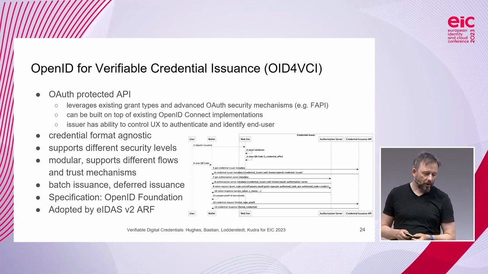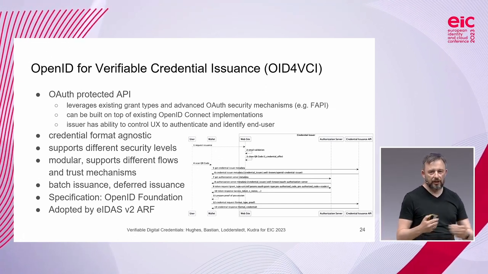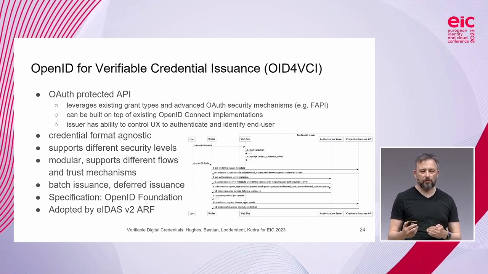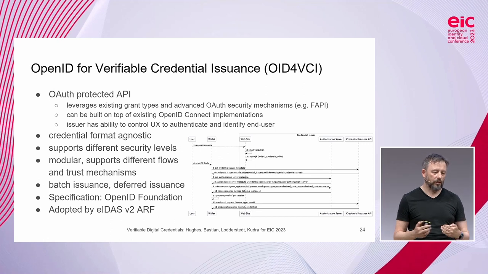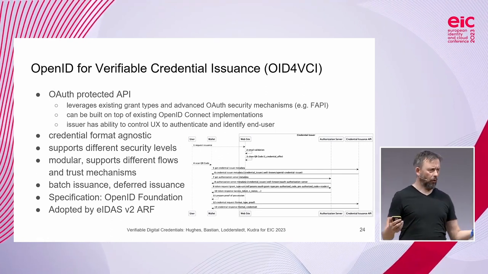Next on stage is OpenID for verifiable credential issuance. Design-wise, it's pretty different. So DIDComm is a message-based protocol, whereas OpenID for verifiable credential issuance is an API. So who of you is familiar with OAuth?